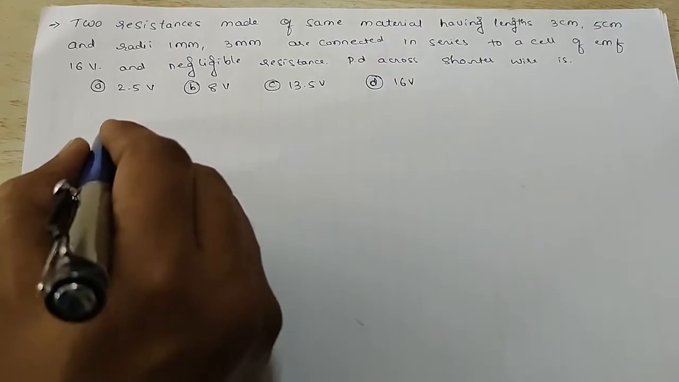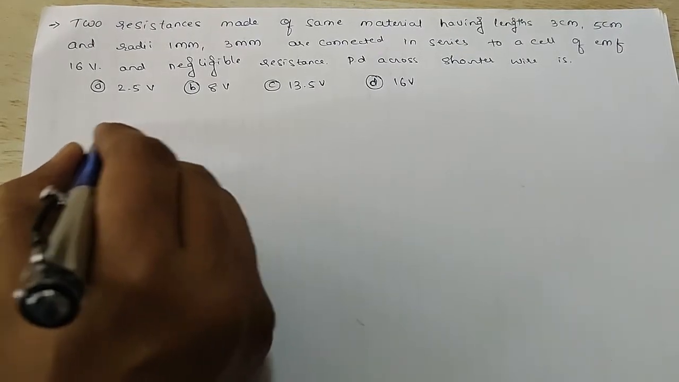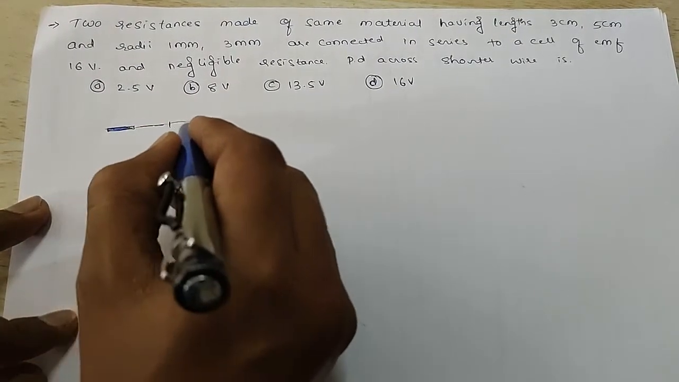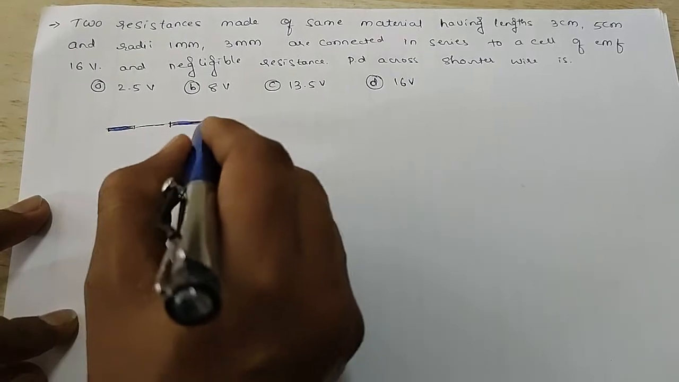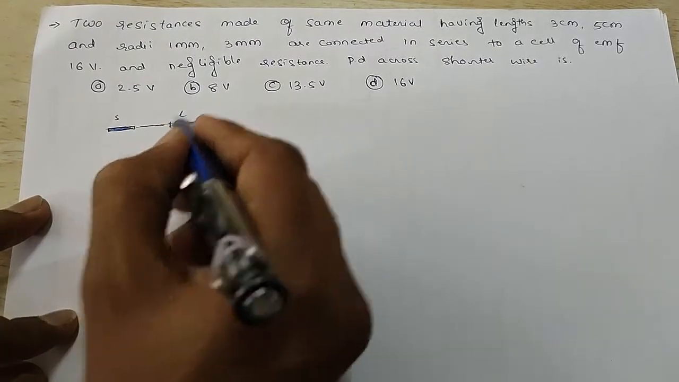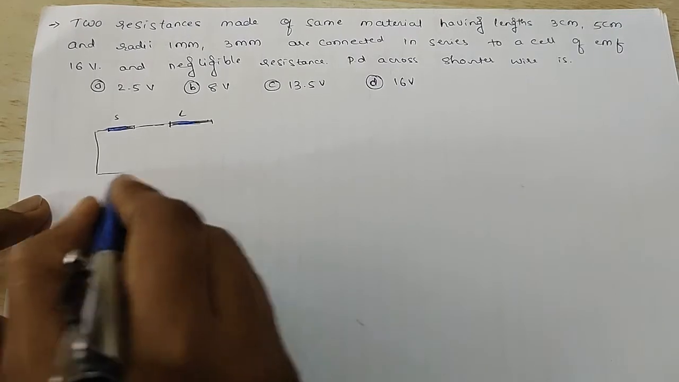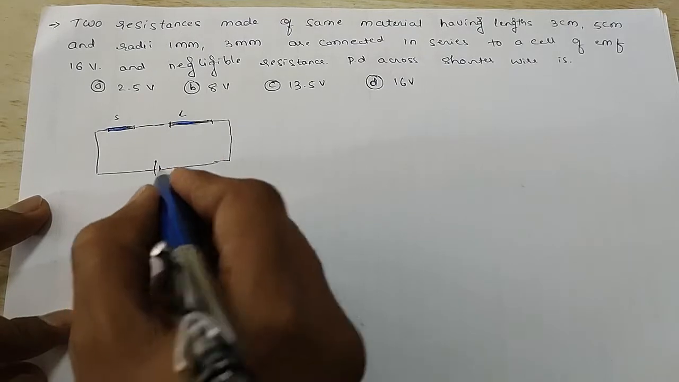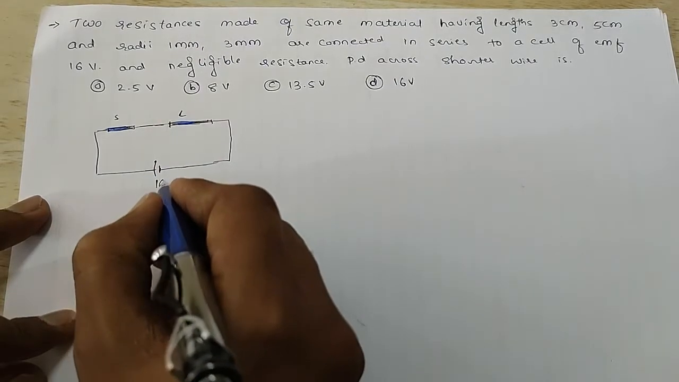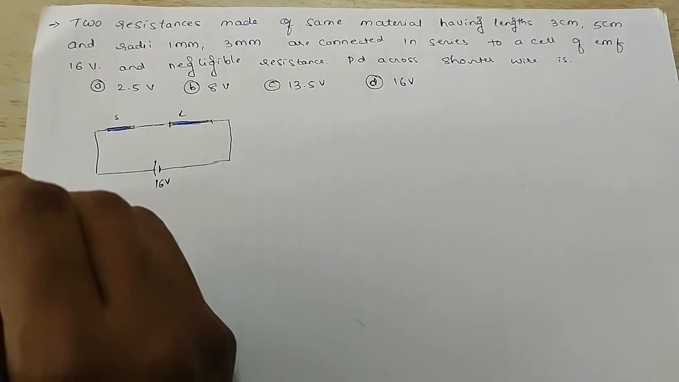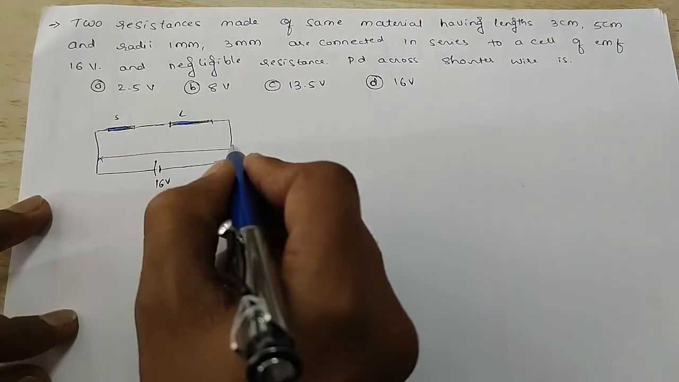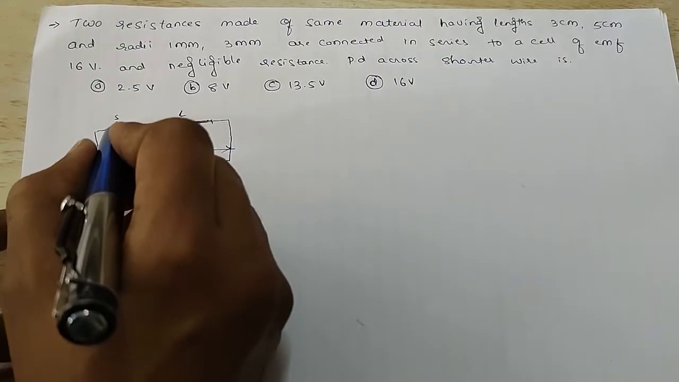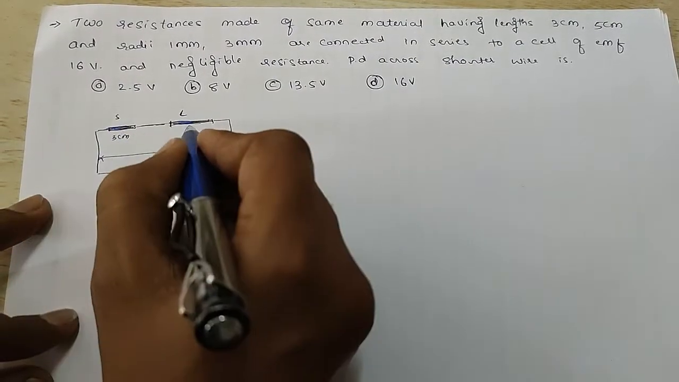If we have a circuit arrangement like this, this is the shorter wire if I mark it, and this is connected to a longer wire. So here I will mark them as S and L, and these two are connected to the battery whose EMF is 16 volt with negligible resistance. Means across these two wires the voltage is 16 volt.